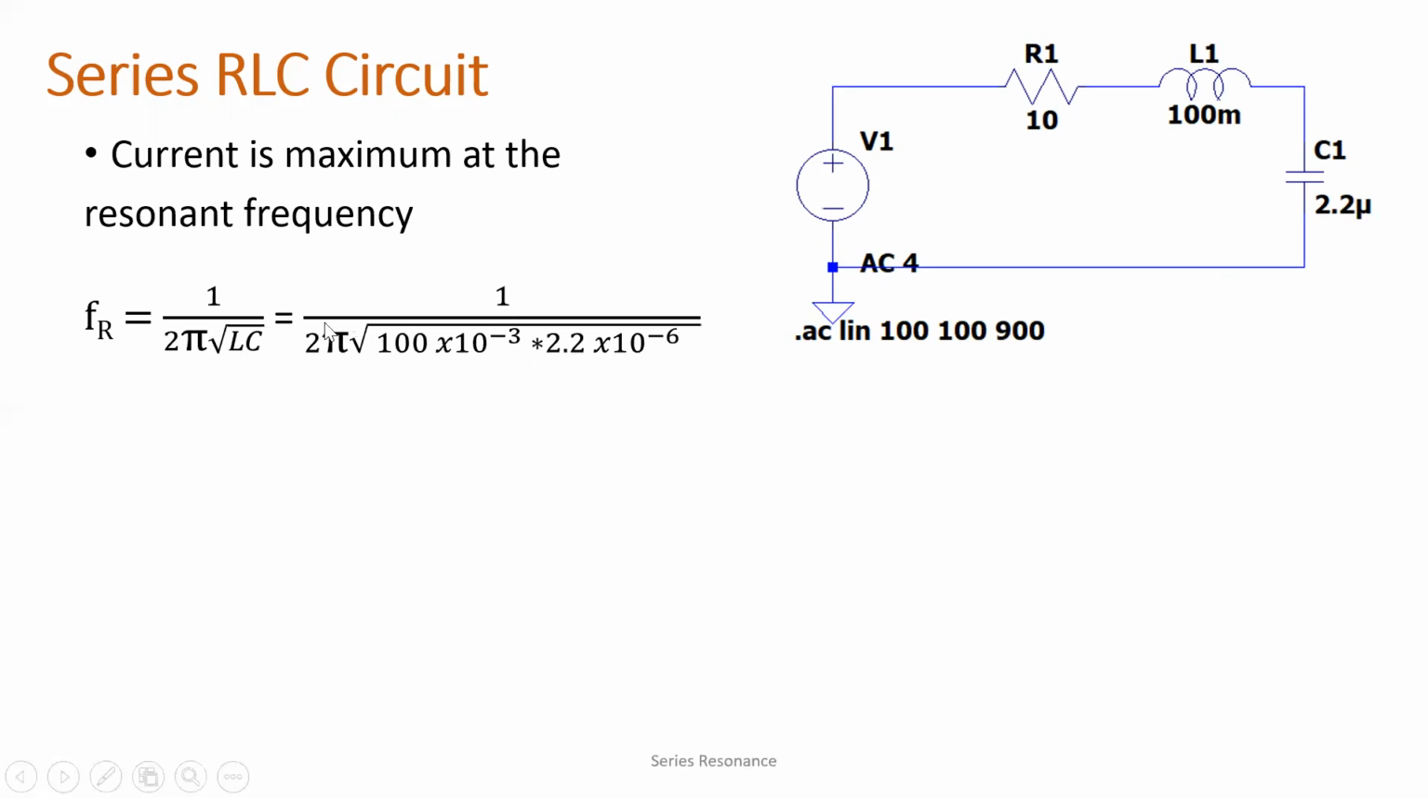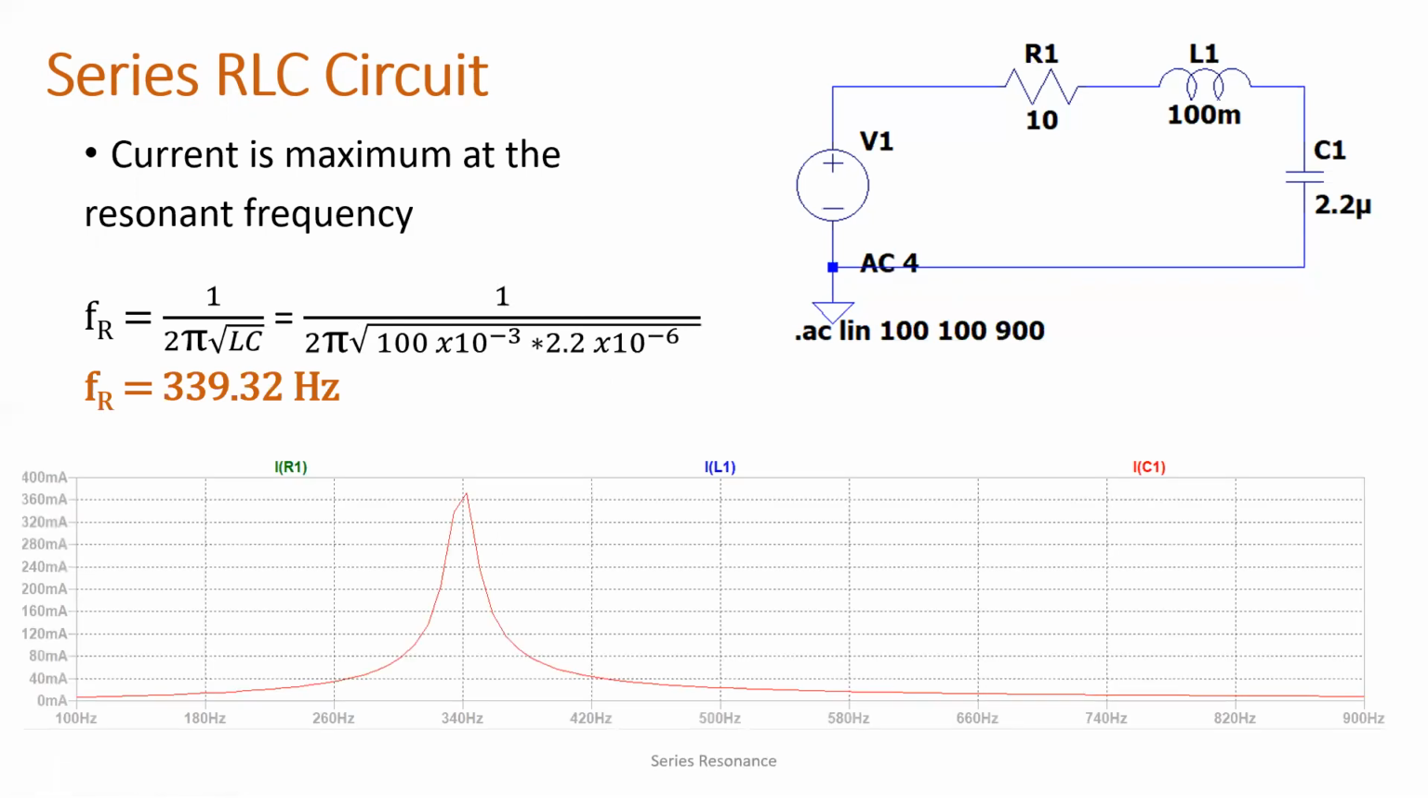Let's substitute the values: 100 millihenry and 2.2 microfarad. So 1 over 2 pi square root of 100 milli times 2.2 micro. The resonant frequency is 339.32 hertz.